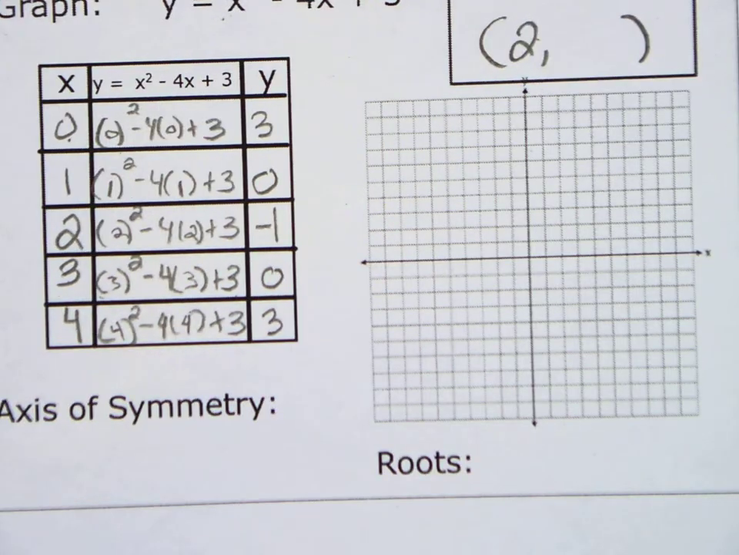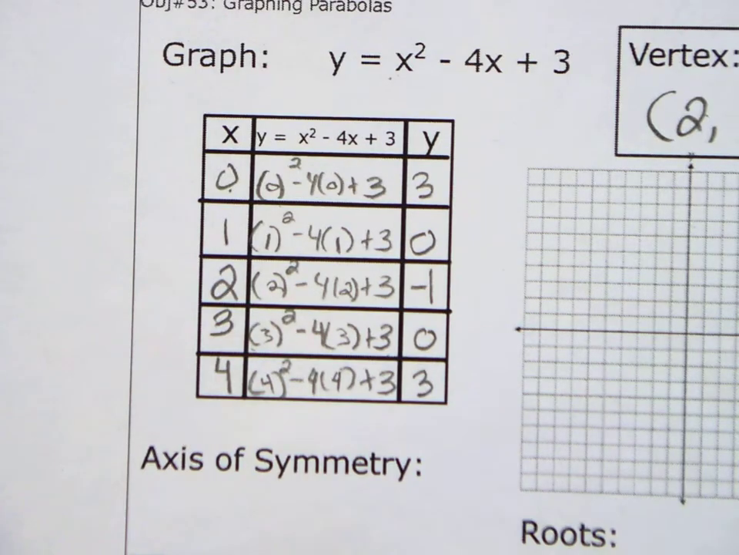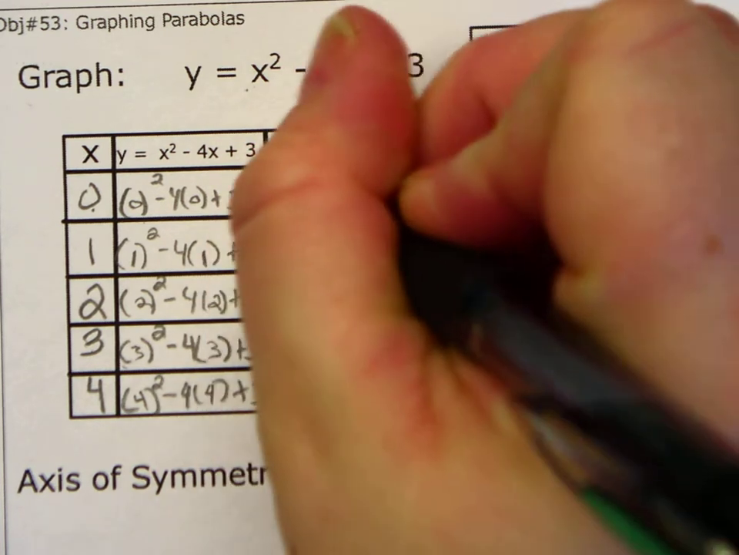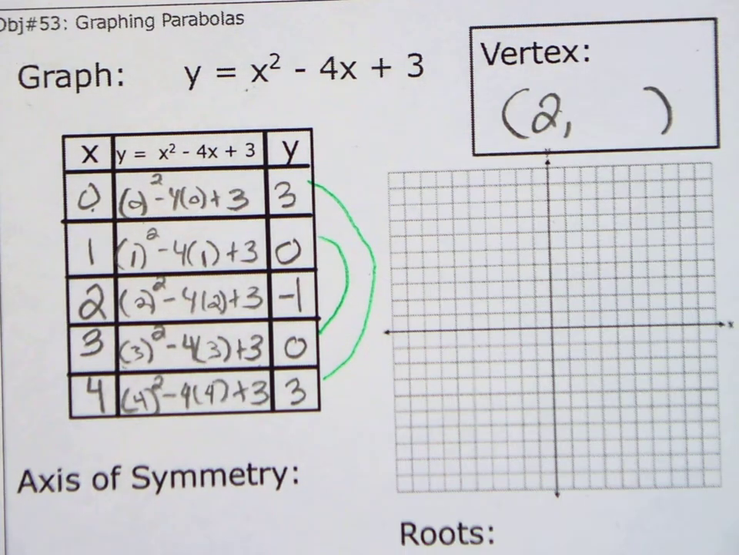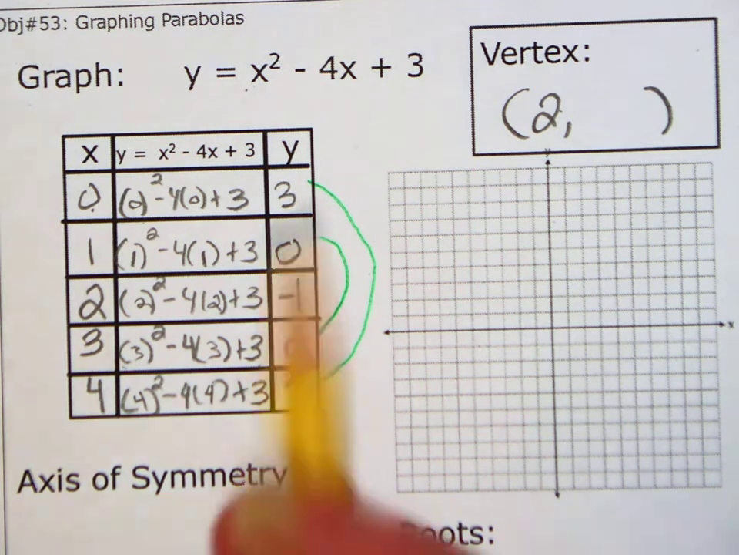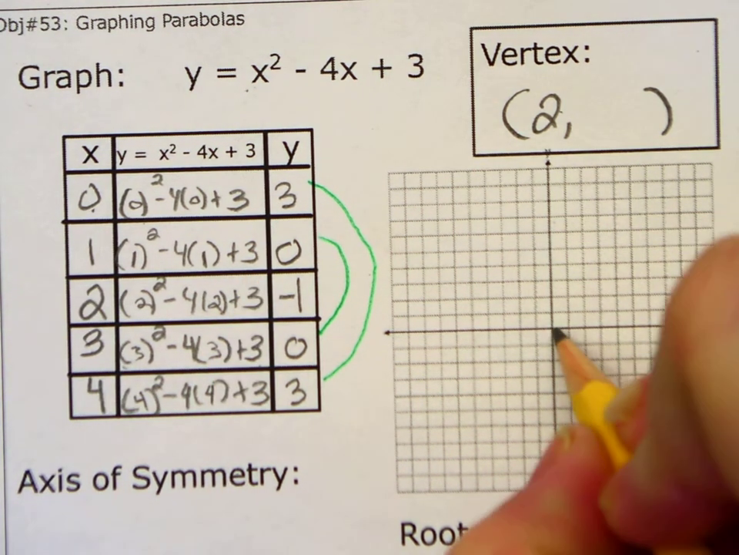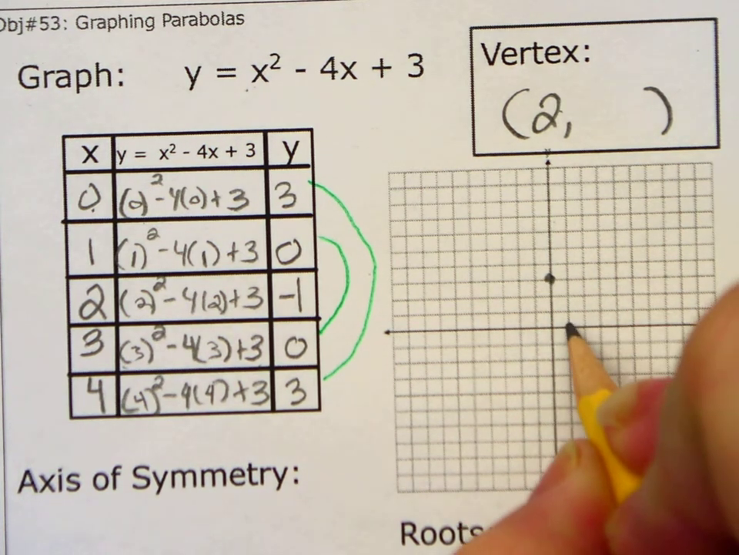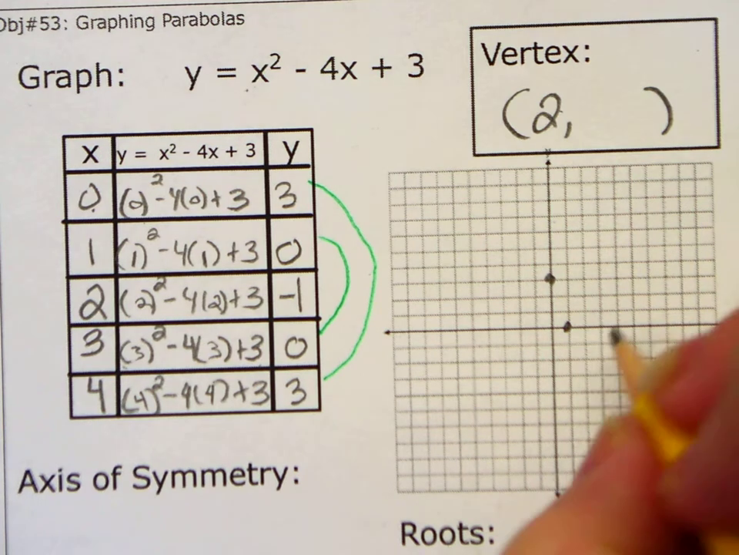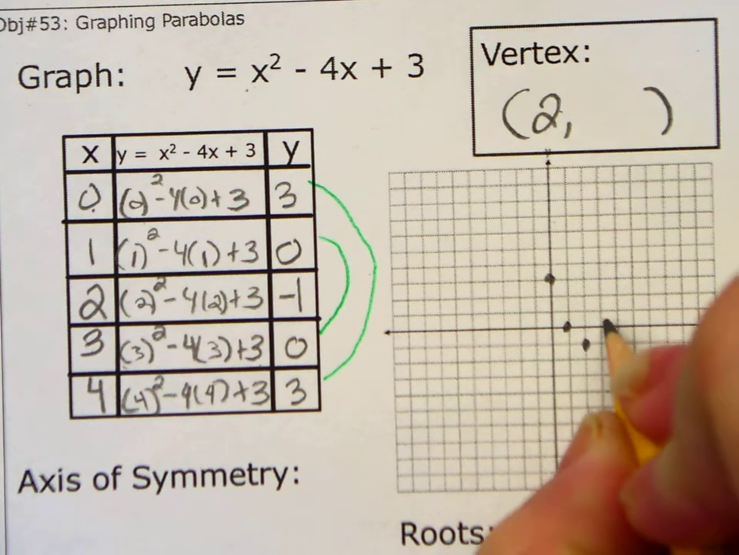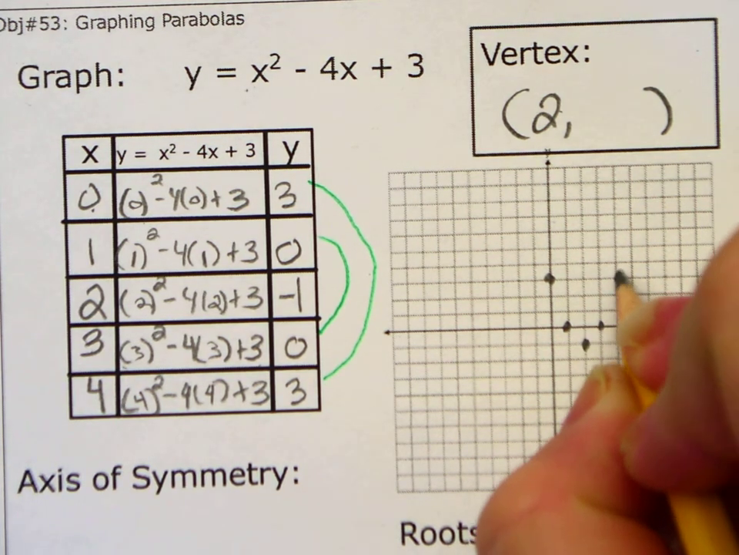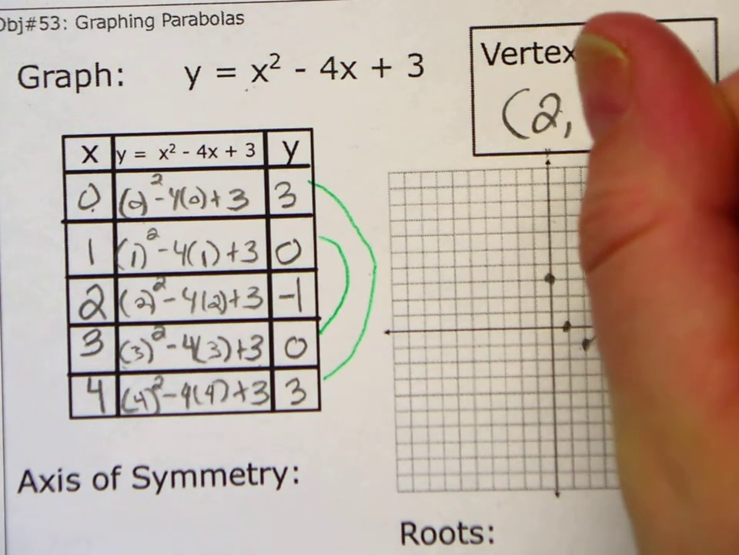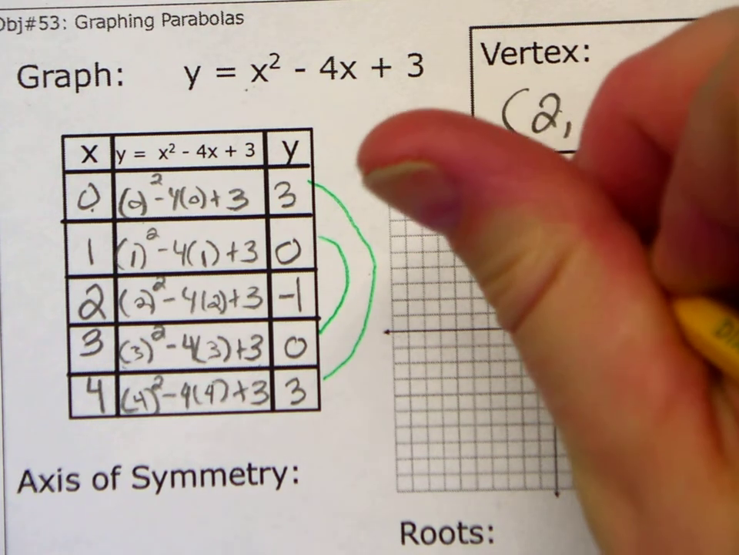Now, how do I know I did this right? Remember that little, I like to call it the rainbow effect. The y values should repeat. If they don't, you made a mistake. 0, 0, 3, 3. That should happen. Now I'm going to plot these points. 0, comma 3. So 0, up 3. 1, 0. 2, negative 1. 3, 0. 4, 3. Please don't draw a V. It's a parabola. It's a U. It's not a V.